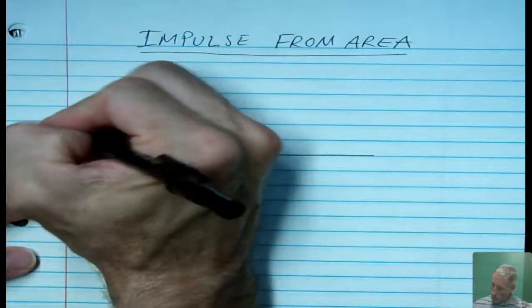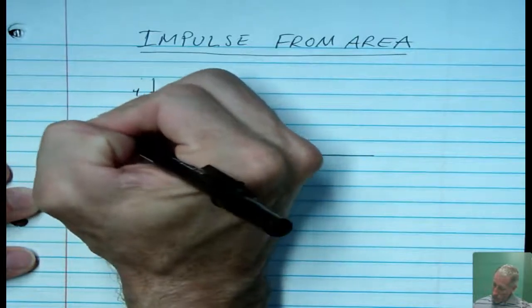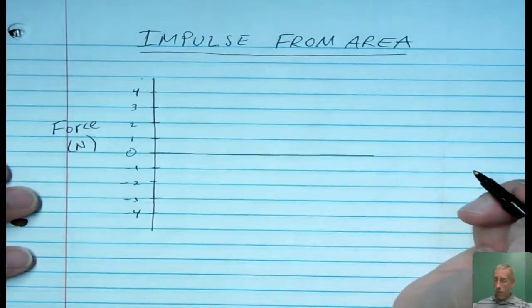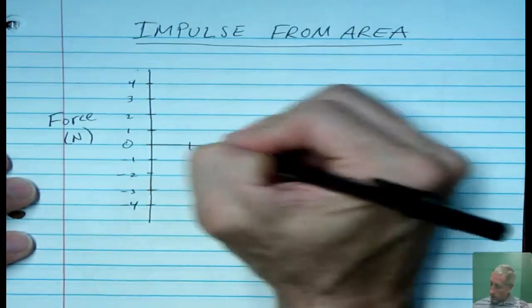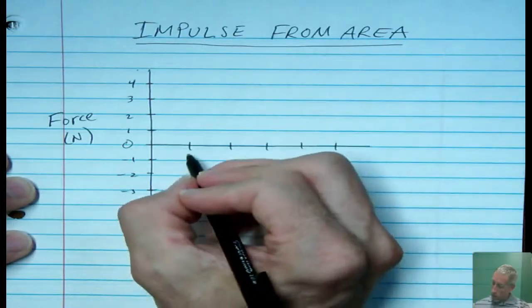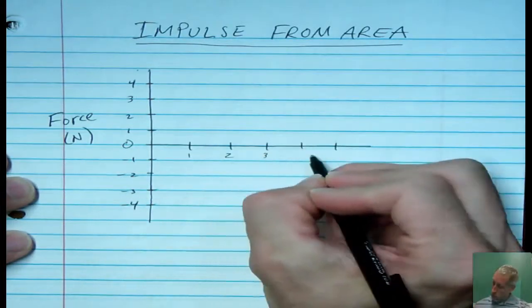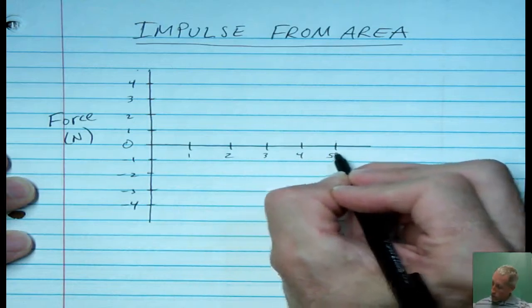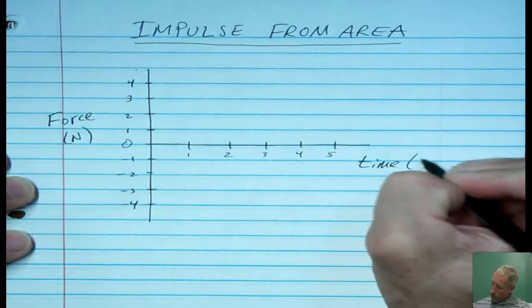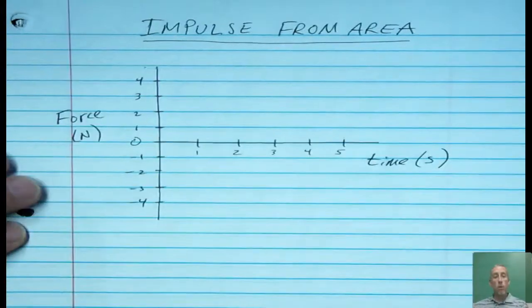So I'll give my graph a label on the vertical axis. That'll be force in newtons. And if I want it to last for 5 seconds, this is a little hard to do without grid lines, but I'll just put 5 tick marks there. 1, 2, 3, 4, 5. And this will be my time in seconds. So there's a typical force-time graph.